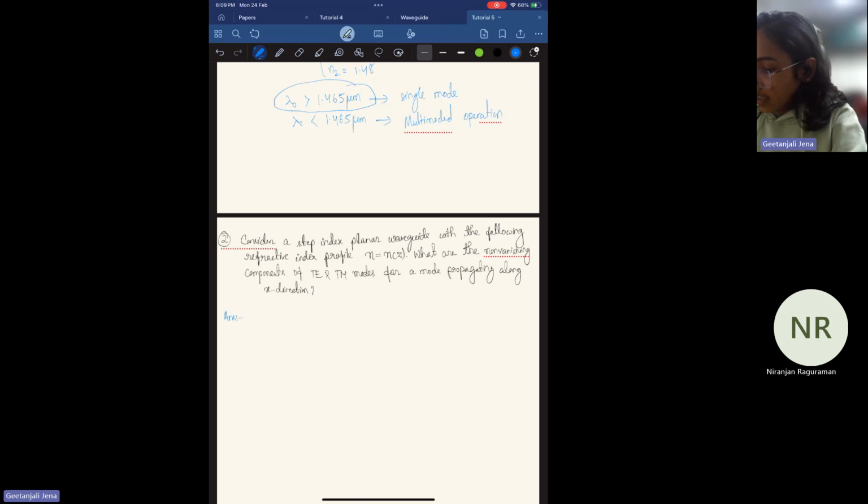It says consider a step index planar waveguide with the following refractive index profile, which is n as a function of z. Then it asks what the non-vanishing components of TE and TM modes are for a mode propagating along the x direction. Now we have variation of refractive index along the z direction, and it is asking about the non-vanishing components for TE and TM modes.